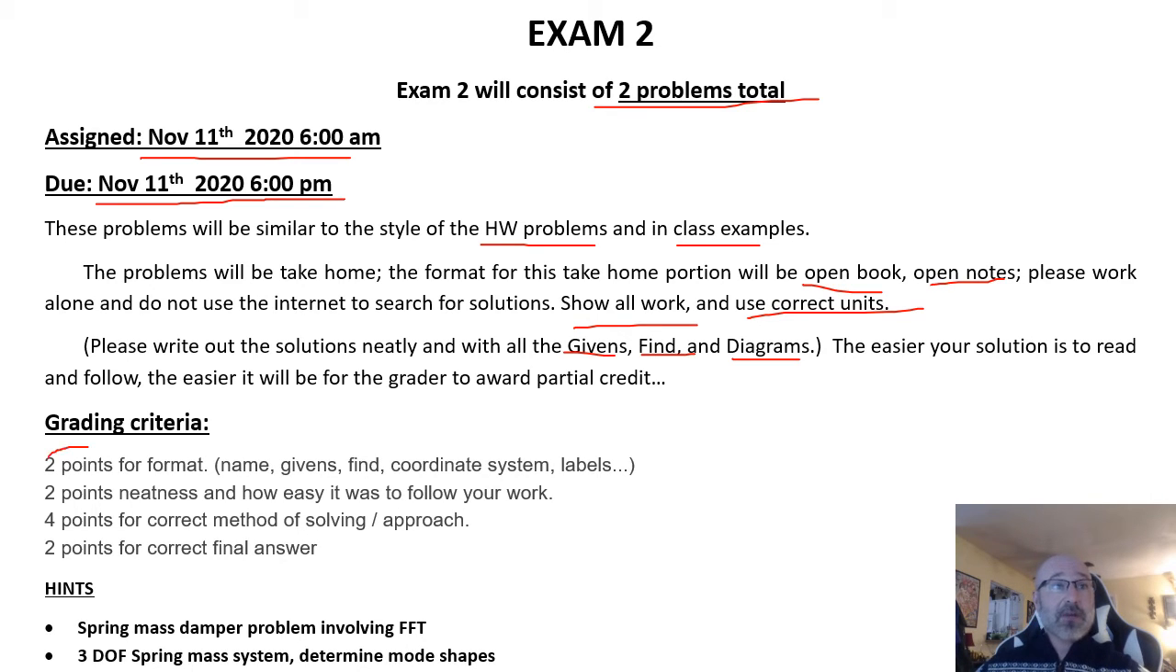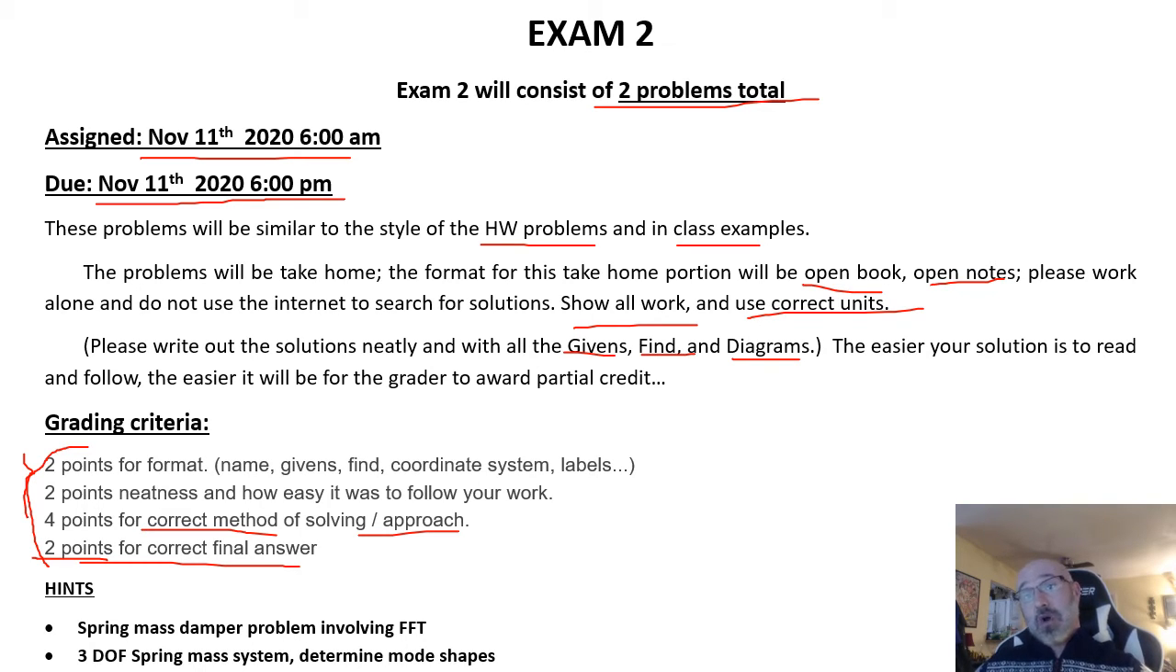Grading criteria is the same as before. 2 points for format, 2 points for neatness, 2 points for having the correct method or approach, and 2 points for your final correct answer. So again, even if you get your answer wrong, you still have 8 points if you set your format up right and had the right approach to it.